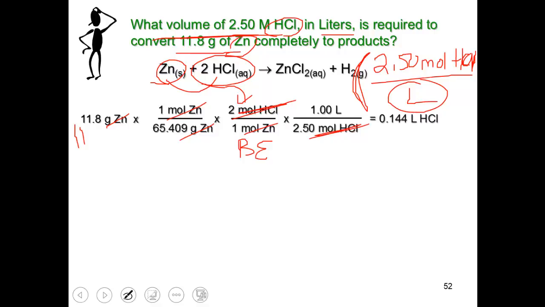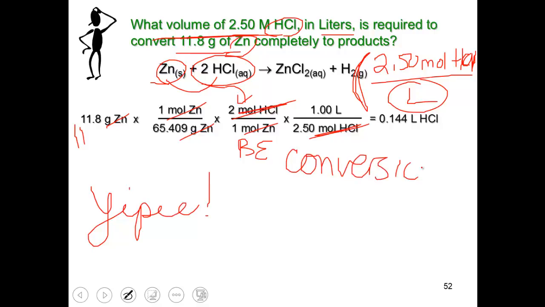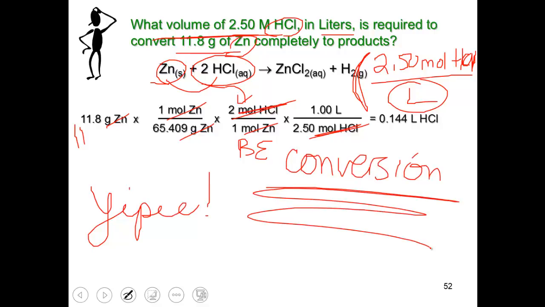So our answer will be 0.144 liters of HCl. Yippee! It's a conversion factor. Please do not forget that. Students a lot of the times forget this is a conversion factor, and yes, you will do problems like this. All right, that's it then for section 4.4.